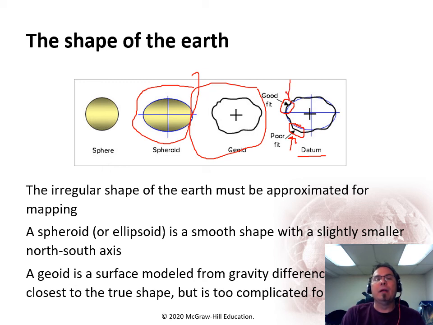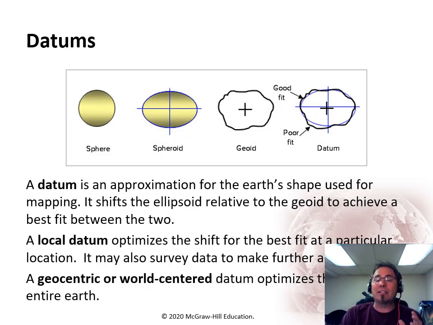Okay, so we have to take into account the irregular shape spheroid, the flattening of the Earth, along with the irregularly shaped surface, combine the two to find the best fit for the area of the world that we're trying to map. And that's called a datum. A datum is an approximation for Earth shape used for mapping. It shifts the ellipsoid relative to the geoid to achieve the best fit between the two.